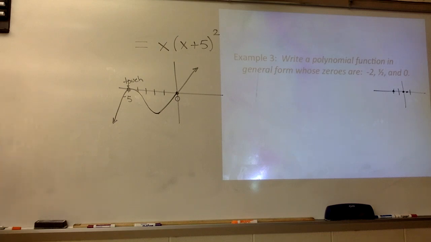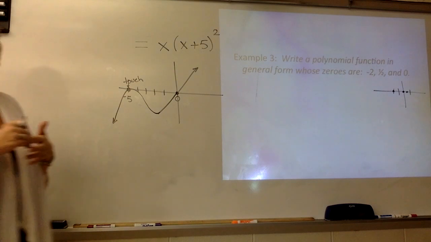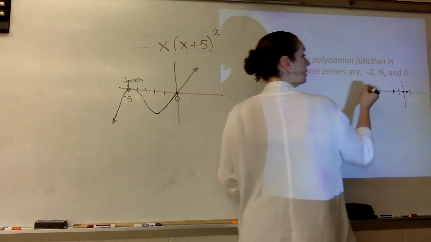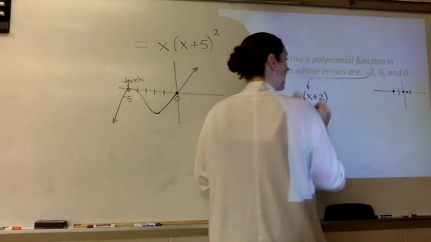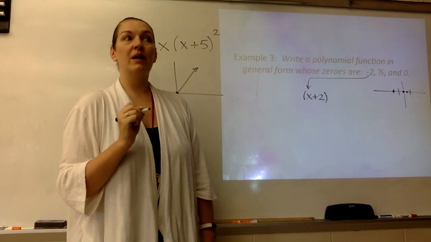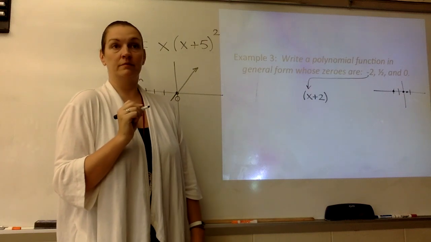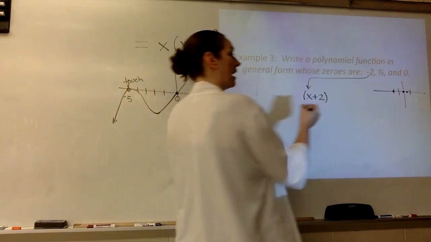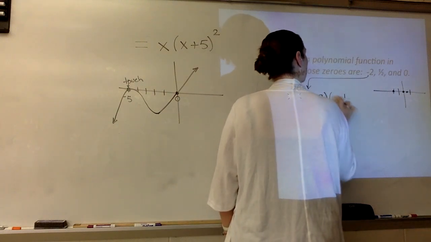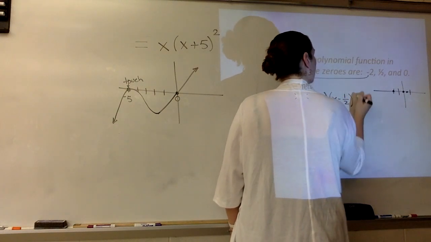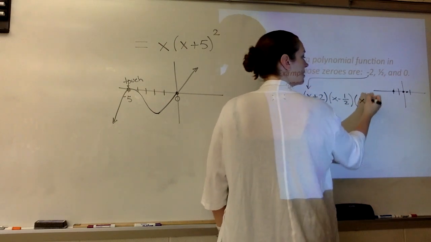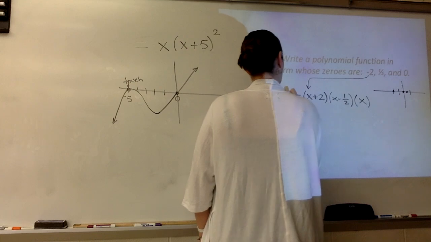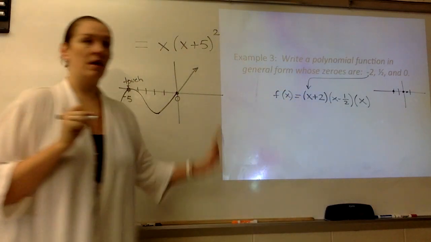So if I know those are my intercepts, can you tell me the factors? What factors would give me negative 2? x plus 2, yes? The opposite sign, x plus 2. How would I get a factor of 1/2? x minus 1/2, let's start there. And how do I get a factor of 0? Just x. Okay. Here is a function that looks like that.